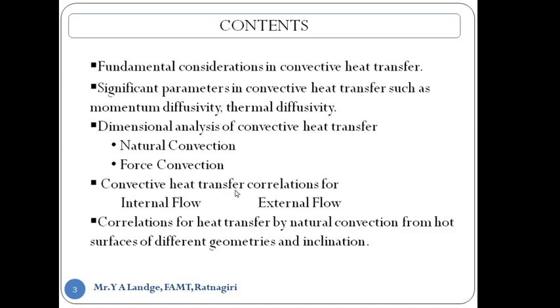So we are to learn the internal flow as well as the external flow. Also, we learn and see the various correlations for heat transfer by natural convection. Now, the correlations for forced convection and natural convection are different because the parameters of natural convection and the parameters for forced convection are different. So we see various correlations for it. There are a number of correlations for heat transfer by natural convection.